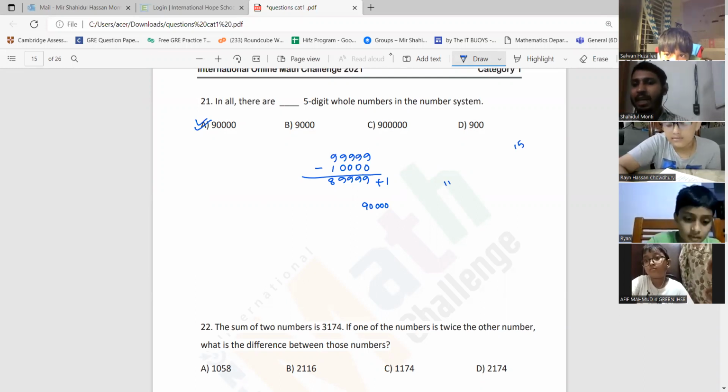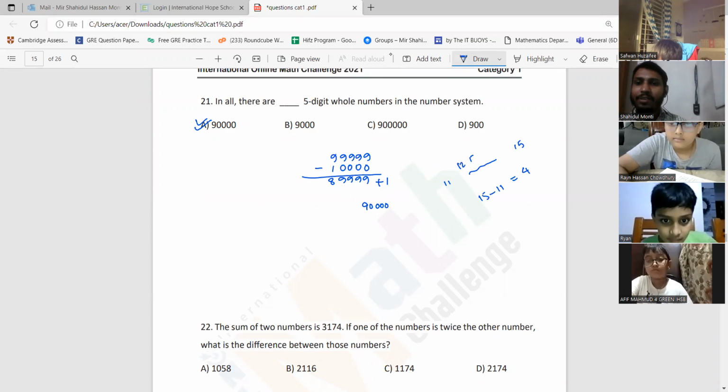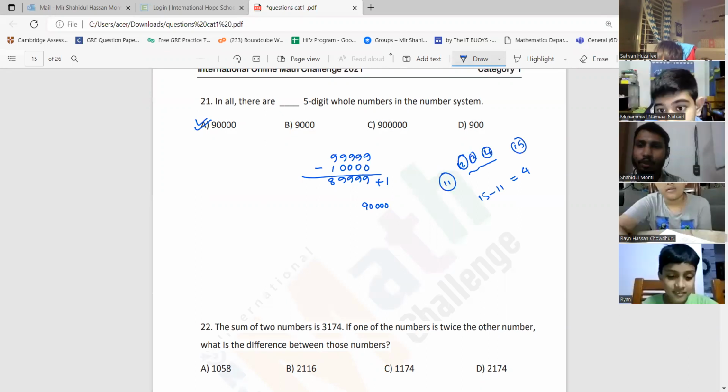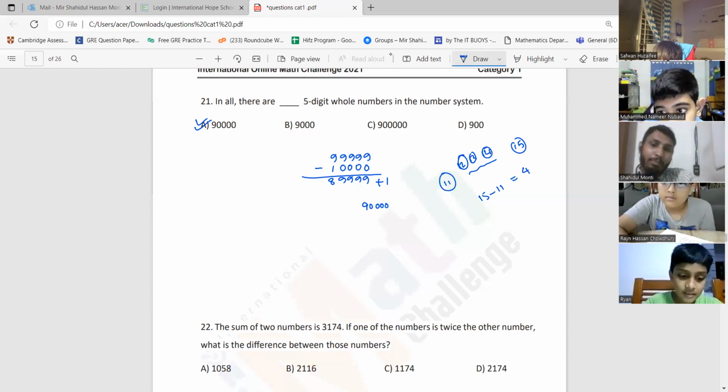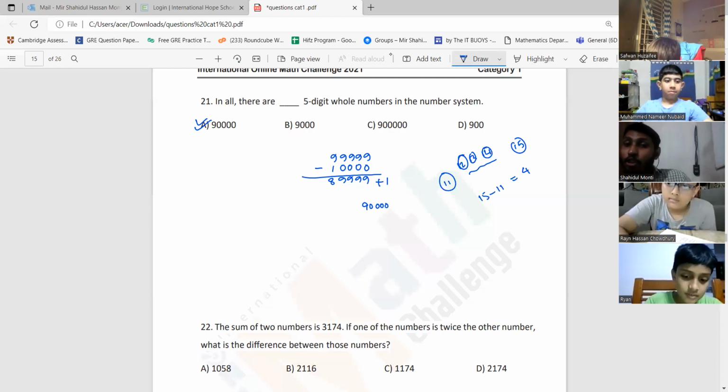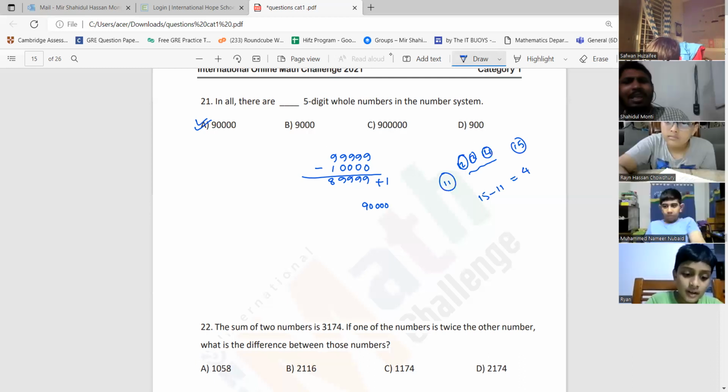If you subtract 15 minus 11, what do you get? 4. But how many numbers are actually from 11 to 15? 11, 12, 13, 14, 15. 1, 2, 3, 4, 5. So what I'm trying to say here is, when we are subtracting, the process of subtracting only includes one of the boundary values, does not include both the boundary values.